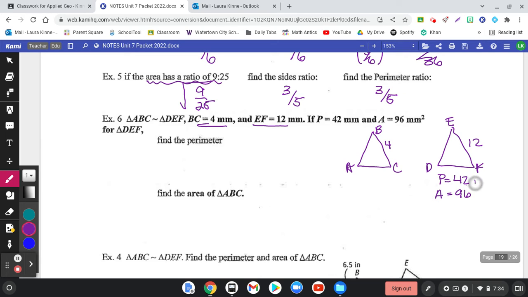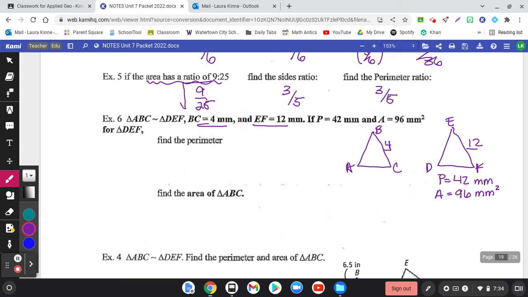We'll worry about the units at the end. Okay. So the first thing, it says find the perimeter. Well, first of all, let's figure out what the similarity ratio is.